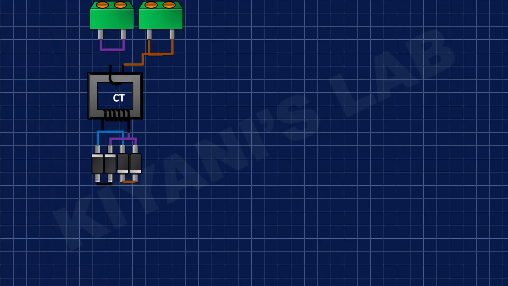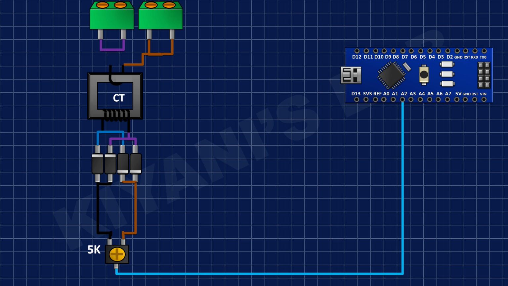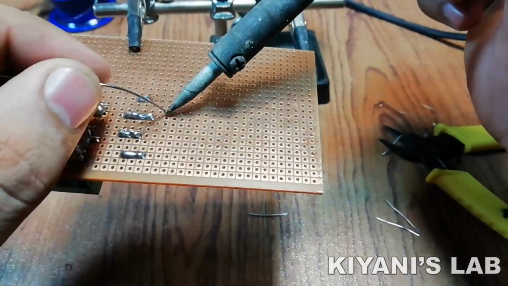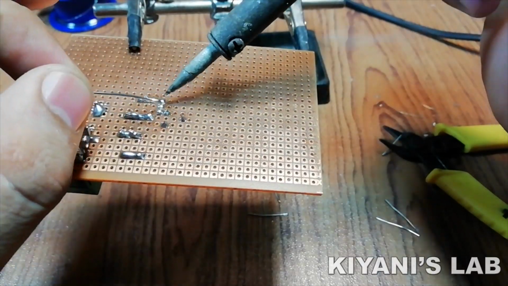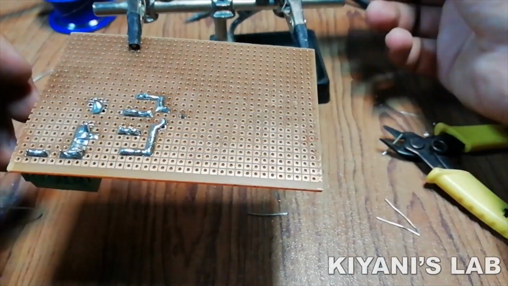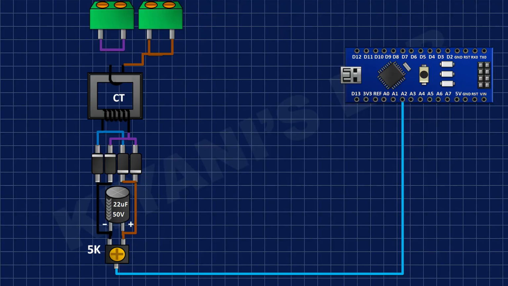Then I connected pin number 1 and 3 of a 5K TRIMPOT to output of bridge rectifier and its pin number 2 to A1 pin of Arduino. Then I connected the positive pin of a 22 microfarad capacitor to positive out of the bridge rectifier and its negative pin to ground.